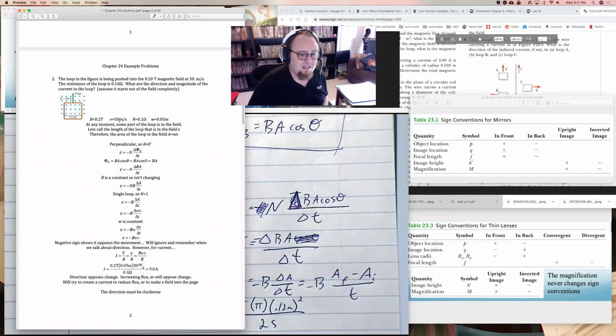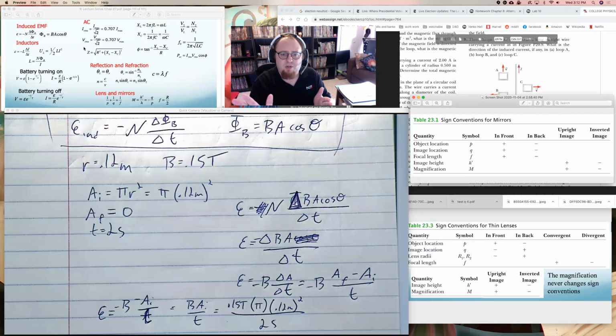We did a problem in class like this one, where the loop is being pulled into the magnetic field. I'm not going to bother doing this one again because this was in the chapter 24 example problems. If you want to watch me do this problem, just open that YouTube video. Seems like a waste to do it again. But it's the same idea that I just said: delta A over delta T is the width times height, and then used velocity. Any questions on that? Did that help at all? Okay. That's the type of stuff from chapter 24 probably.